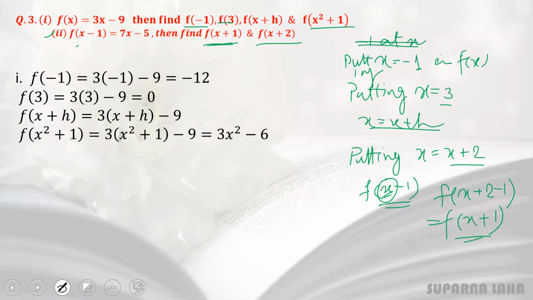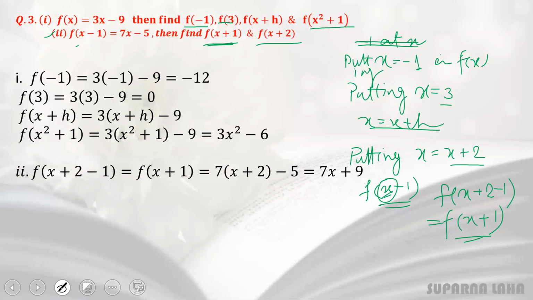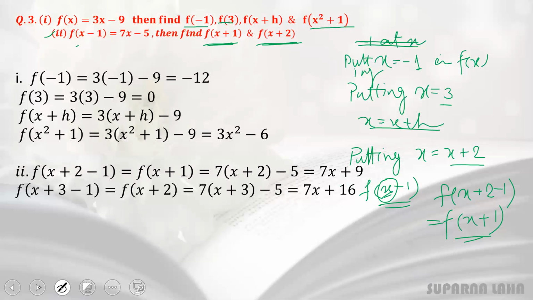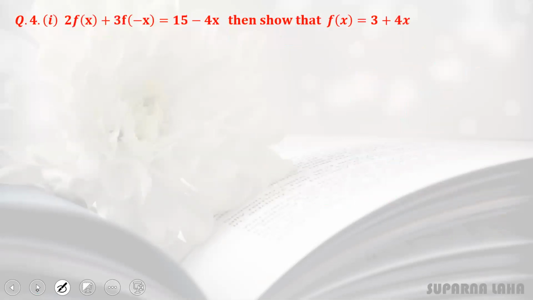So in the place of x, put x plus 2. So you will find the functional value at x plus 1 is given by 7x plus 9. Similarly, if we put x equals to x plus 3, we will find f of x plus 2, and this value is given by 7x plus 16. So moving to the next question.